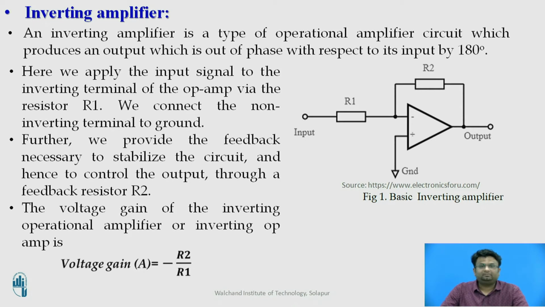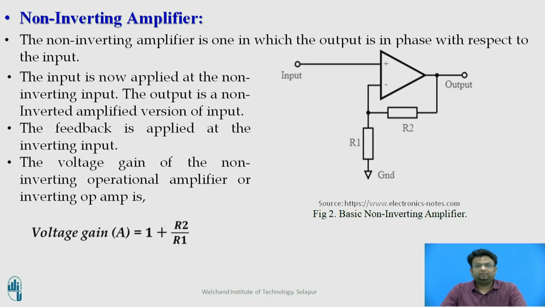Here, we apply the input signal to the inverting terminal of the op-amp via the resistor R1 and we connect the non-inverting terminal to the ground. So, the output is amplified and it is phase shifted by 180 degrees. Further, we provide the feedback necessary to stabilize the circuit and hence to control the output through the feedback resistor R2. The voltage gain of the inverting operational amplifier is given by A = -R2/R1. So, let us see the non-inverting amplifier.